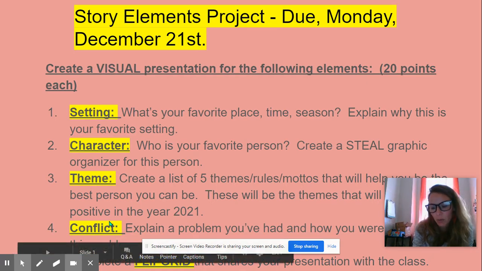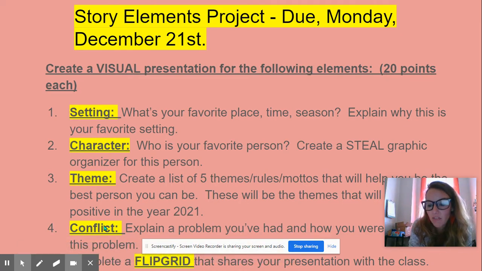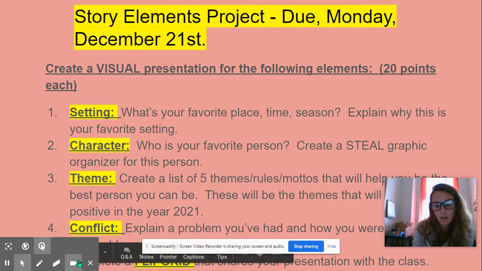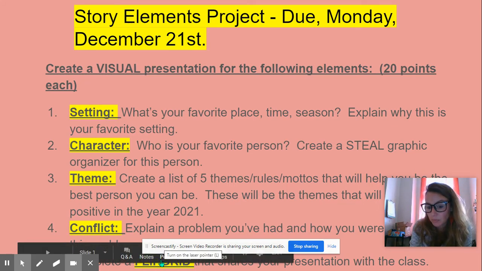And then the last part of your project that you're going to create or design is conflict. And remember, conflict is a problem. So what you're going to be doing is explaining a problem that you've had and how that problem was solved. Because we want to continue working on being problem solvers. There's lots of problems out there. We all have had them. We're still going through them, and we're still going to have them. Conflicts are never going to go away. So try to focus on one that has been solved, and you'll explain that conflict and how it was solved with us. And then when all is said and done, we're going to present on a Flipgrid.